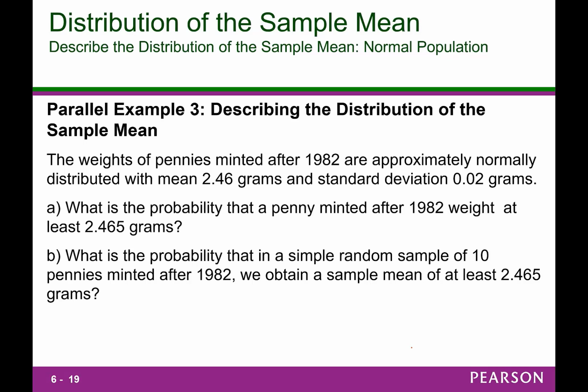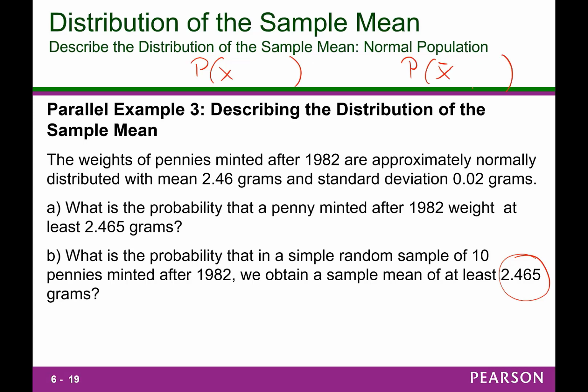What is the probability that in a simple random sample of 10 pennies minted after 1982, we obtain a sample mean of at least 2.465 grams? What is this probability when we select any sample of size 10? The mean of this sample is this value. We can express this question symbolically using this notation: the probability of an individual value, and the probability of a sample's mean.